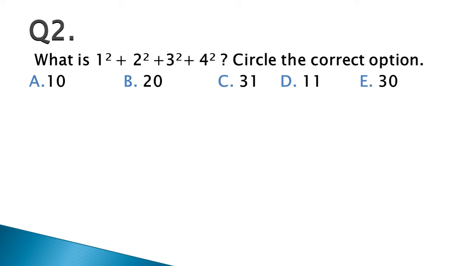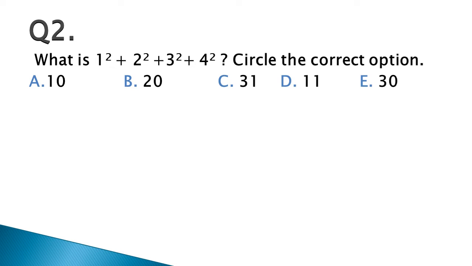The second question says, what is 1 squared plus 2 squared plus 3 squared plus 4 squared equal to? Circle the correct option. You're given 5 options where A is 10, B is 20, C is 31, D is 11 and E is 30. For questions like this, you need to remember every number which has been given here is to be squared first. If you remember from BODMAS, O stands for orders, that means to the power of, which has to be solved first.